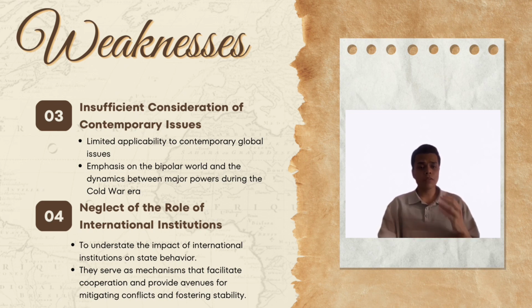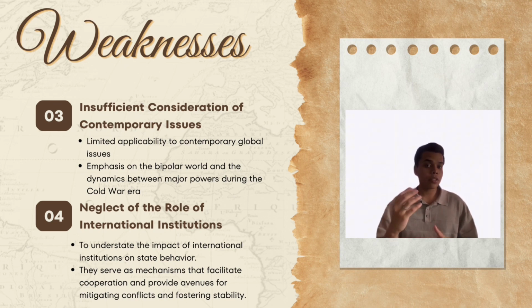Lastly, one of the downsides of neorealism is neglect of the role of international institutions. Neorealism, with its primary focus on the anarchic structure of the international system and the role of states as primary actors, tends to understate the impact of international institutions on state behavior. While these theories acknowledge the existence of institutions, they often downplay their influence on shaping state interactions and decisions.